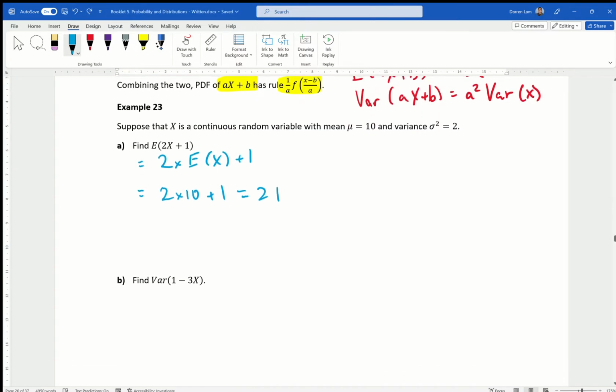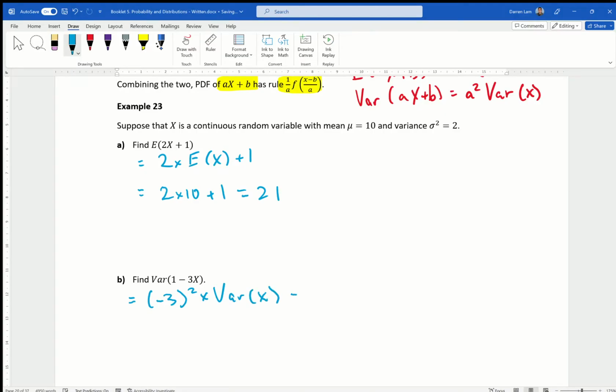Let's move on. Find the variance. Variance, we're going to use a different formula, though it's very, very similar, noting that a is always the coefficient of x, not just the first term. So that becomes the negative 3 squared times the variance of x, which is 9 times 2 equals 18. Quick math.